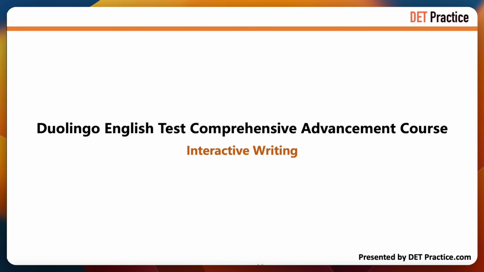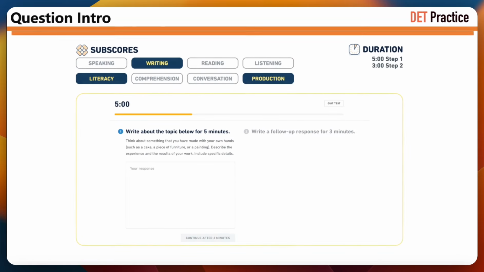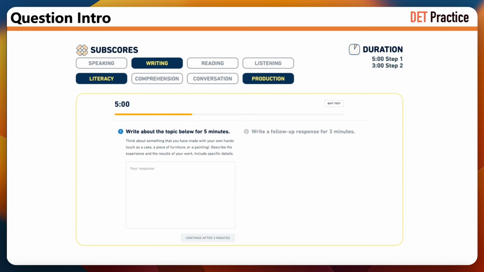Today, we're going to explain a question type called interactive writing. Let's start by looking at the exam format. Here we can see the interface you'll use during the test. As mentioned in our previous introductory lesson, the interactive writing section assesses candidates' literacy and production skills.